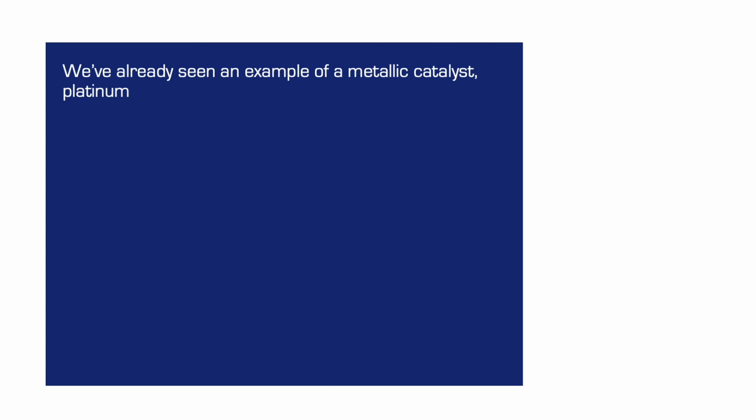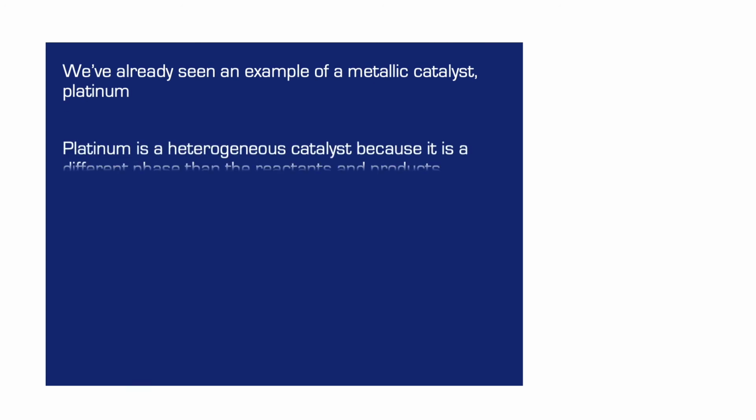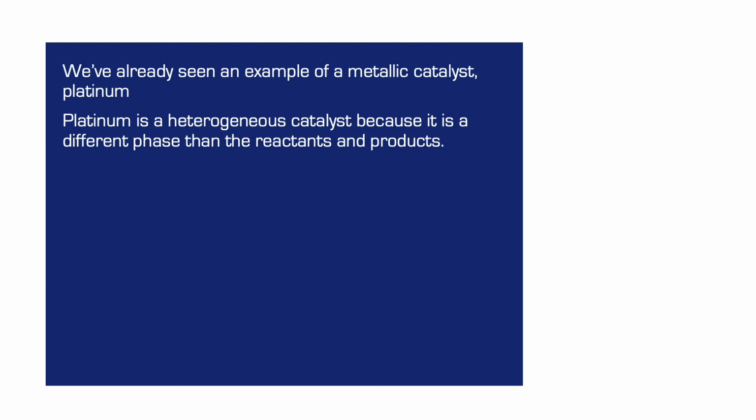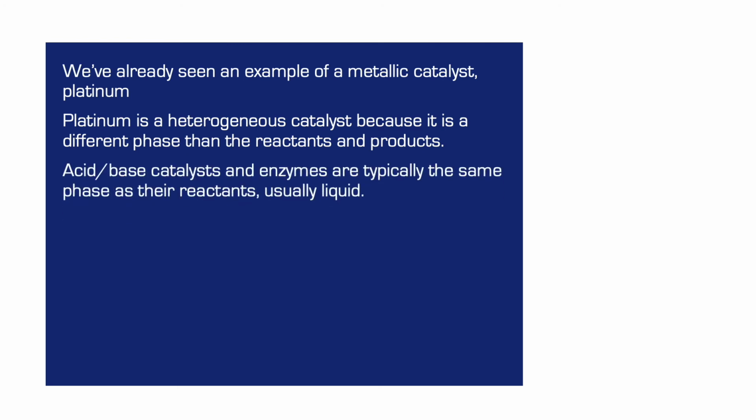We've already seen an example of a metallic catalyst, platinum. Platinum is a heterogeneous catalyst because it is a different phase than the other reactants and products. Acid-base catalysts and enzymes are typically the same phase as their reactants, usually liquid.